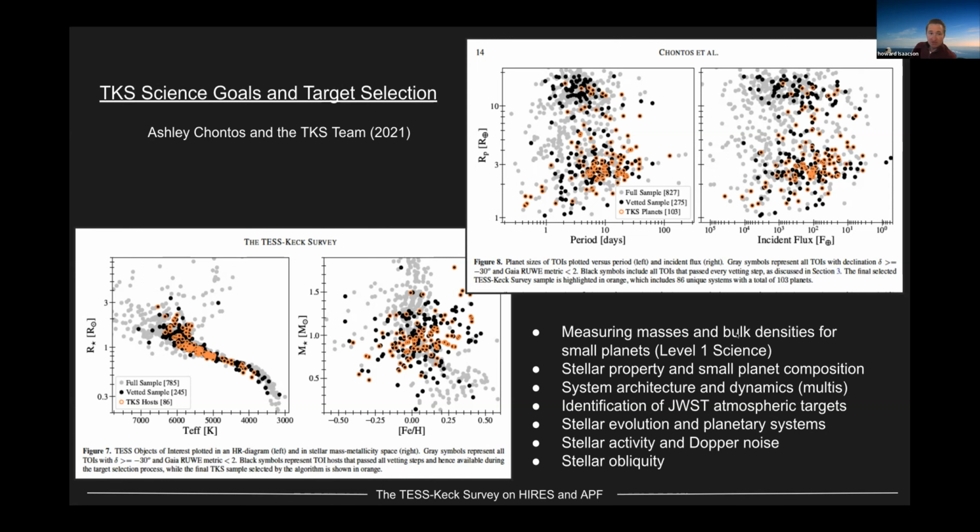This is summarized in Ashley Chontos's recent paper that enumerates the science goals that include, of course, measuring small planet masses, but also discussing system architectures and dynamics, thinking about stellar evolution and how planetary systems develop. There's a program to study stellar activity and Doppler noise, which is, I guess, in some sense, part of every radial velocity survey, as well as some stellar obliquity measurements. And in the next few slides, I'll just try to highlight a few of the works so far that some of our colleagues have been working on here.